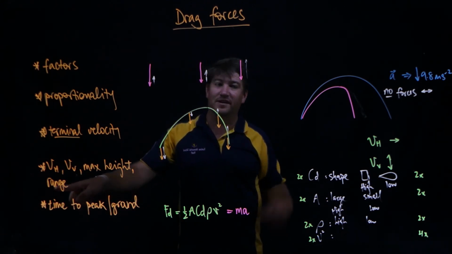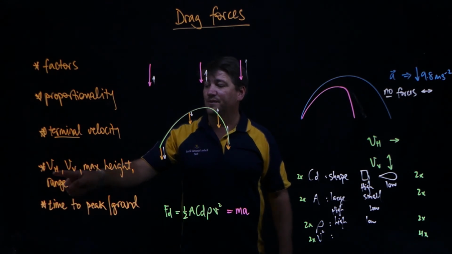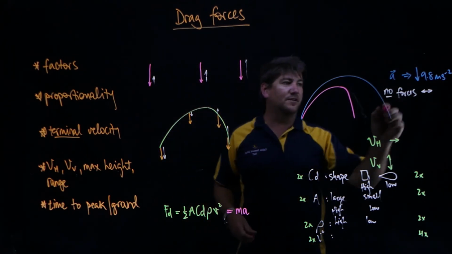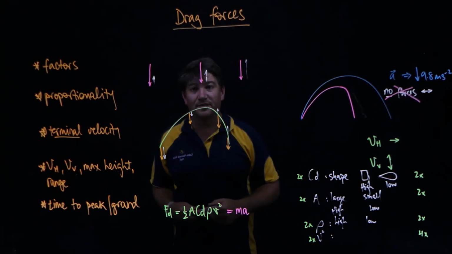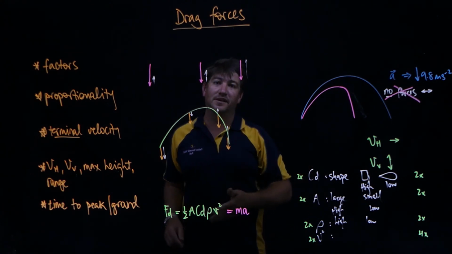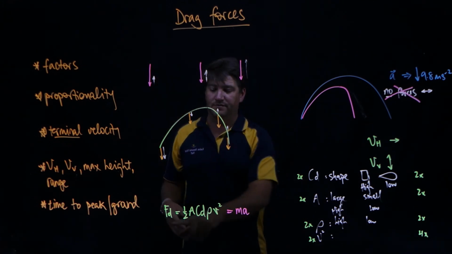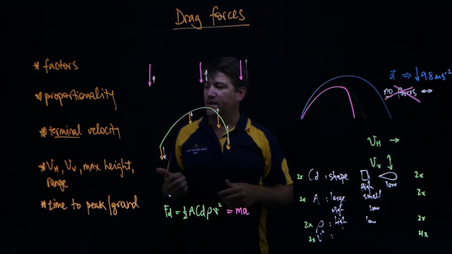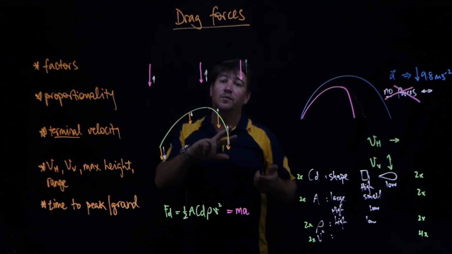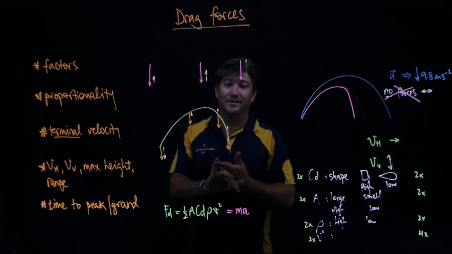If its time of flight is less, and flip back to the other video, we need time of flight for the range, so that's going to be less. But also the horizontal component: we don't have this case where we have no horizontal forces, which means that we do have them, which means that the horizontal component is going to be smaller as well. So because of drag forces, we have less horizontal velocity, we have less vertical velocity, we have less maximum height, we have less time of flight, so therefore we're going to get less range. Okay.